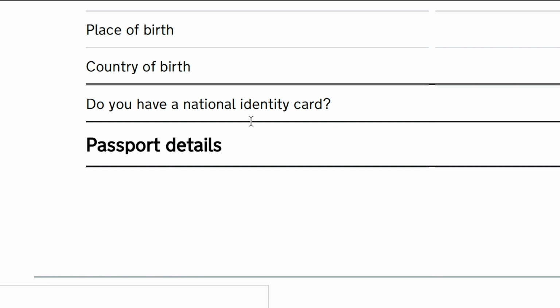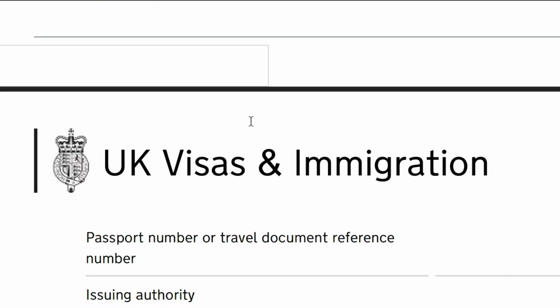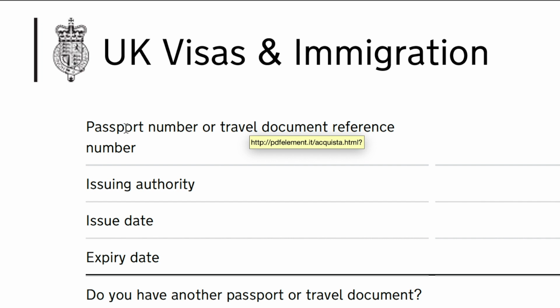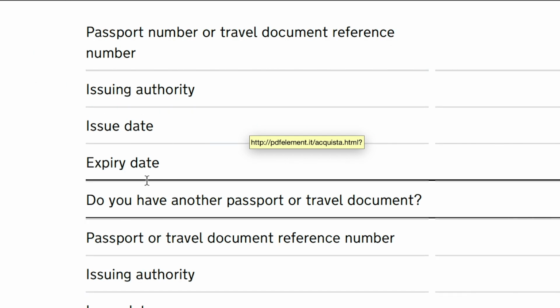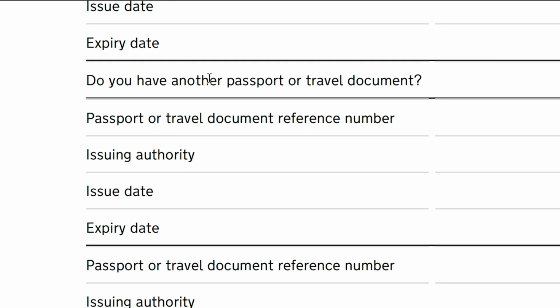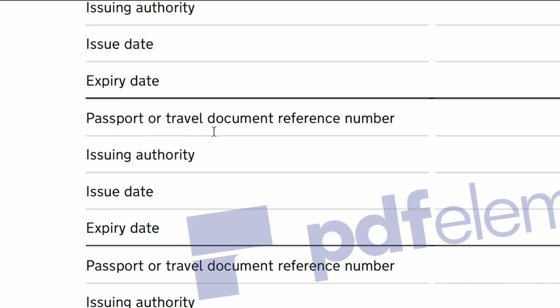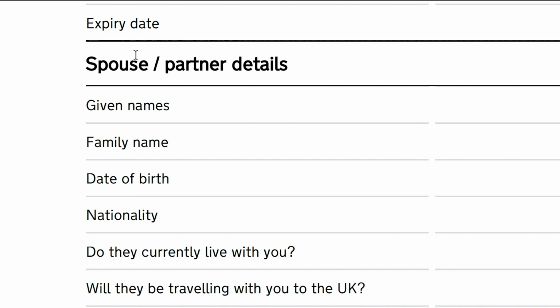country of birth. Do you have a national identity card? If yes, of course, you provide the details. Passport number or travel document reference number, issuing authority, issue date, expiry date. Of course, those details will be on your passport. Do you have another passport or travel document? Passport or travel document reference number, issuing authority, issue date, expiry date. So some people would have different passports, but if you have just one passport, you're just going to fill in one spot. Spouse or partner details.